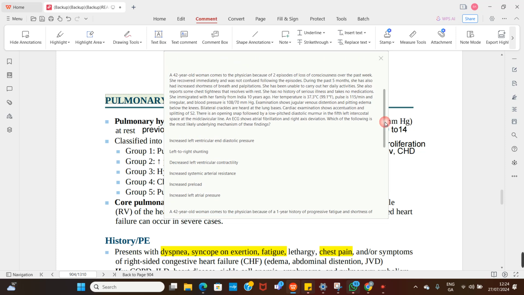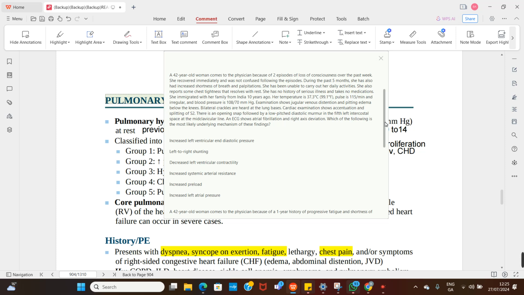Okay, I have plenty. A 40-year-old man comes to the physician because of 2 episodes of loss of consciousness over the past week. He recovered immediately and was not confused following the episodes. During the past 5 months, she had increased rate of breath and palpitation. She has been unable to carry out her daily activities. We can see the tiredness, loss of consciousness, not able to carry out activities, shortness of breath, palpitations. She also reports some chest tightness that resolves with rest.